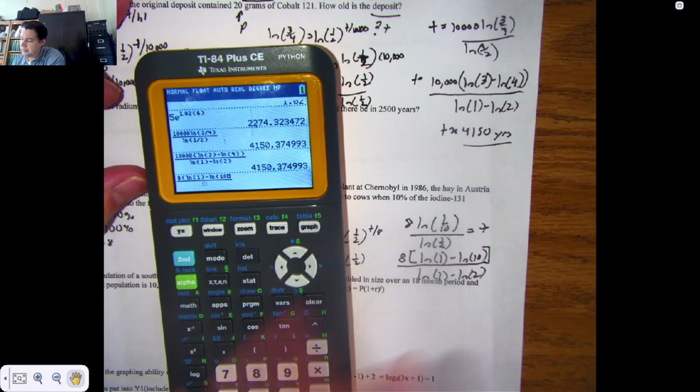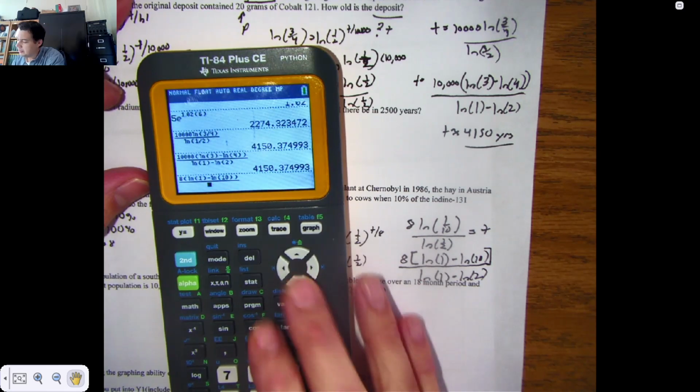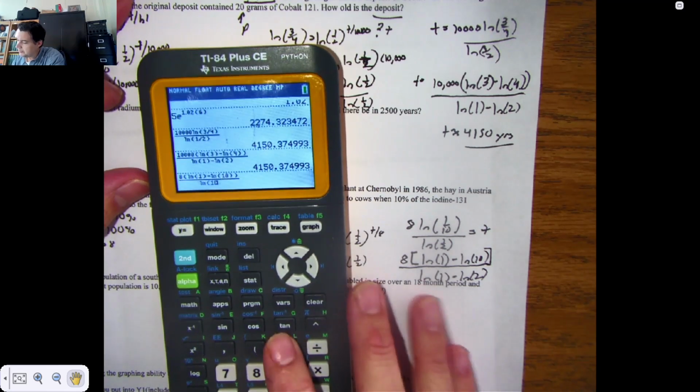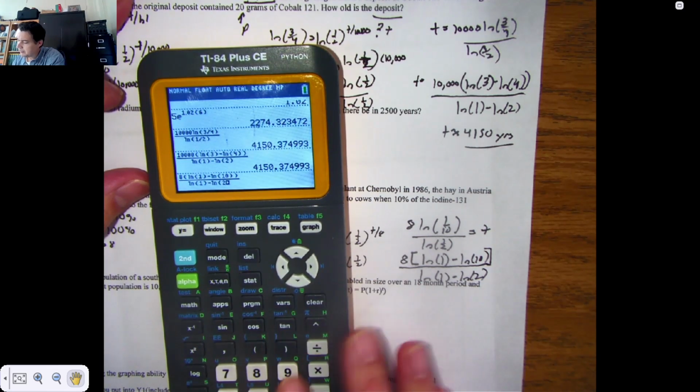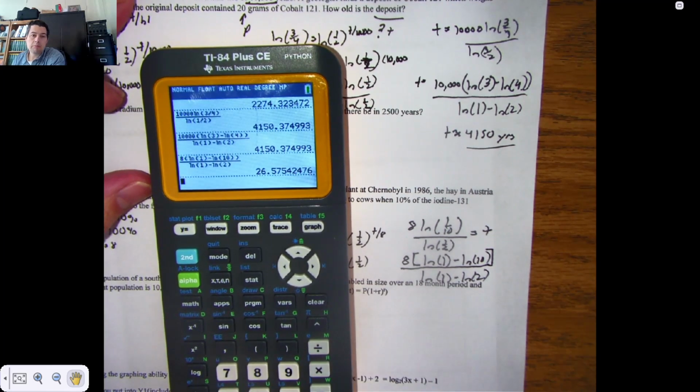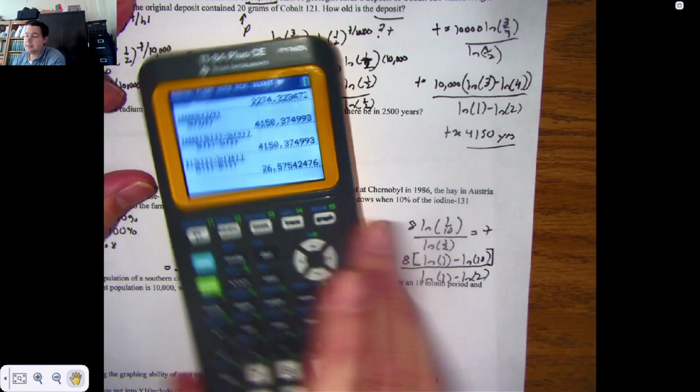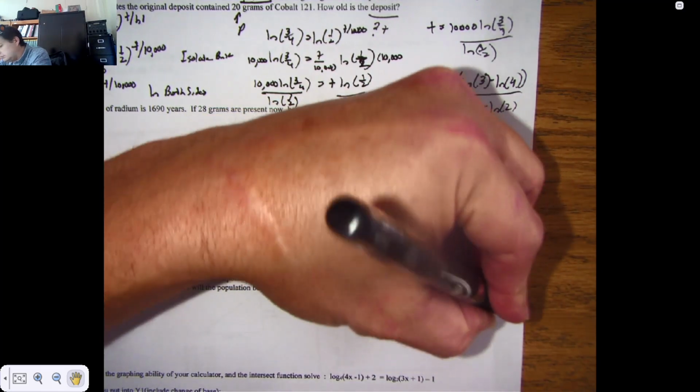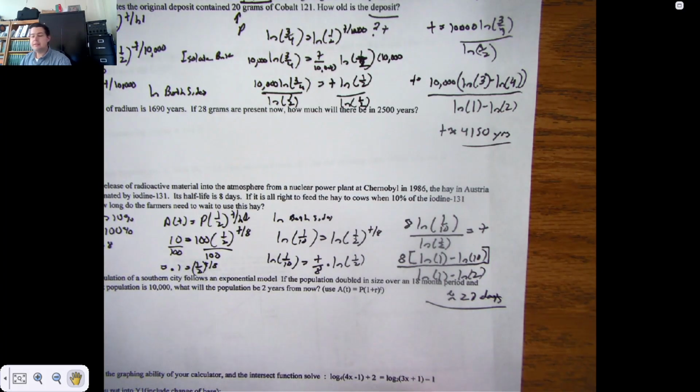By the way, I use the parentheses here. Brackets and parentheses are the same thing. They are as far as PEMDAS goes. Looks like we got about 27 days. After 27 days, they can feed the hay.